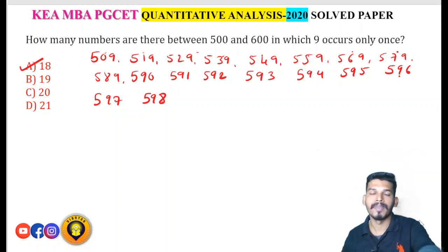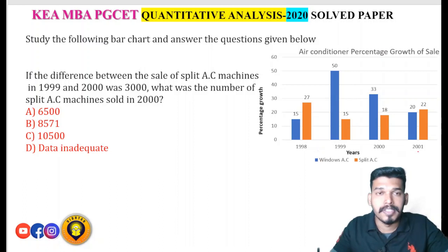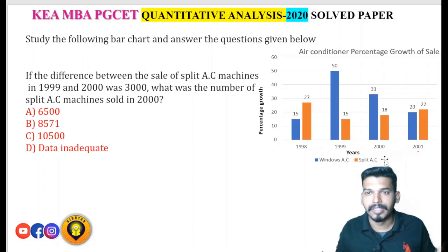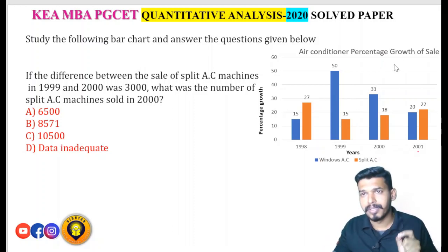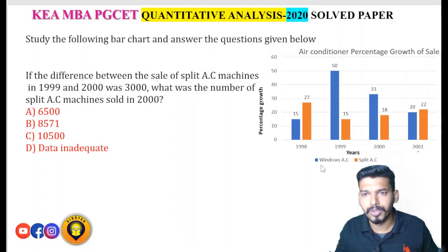Okay. The next question. Study the following bar chart and answer the questions given below. Okay, so first understand the graph here. The graph shows the percentage growth of sales of air conditioners. There are two types of air conditioners, one is window AC and one is split AC. The graph gives the percentage growth in years.